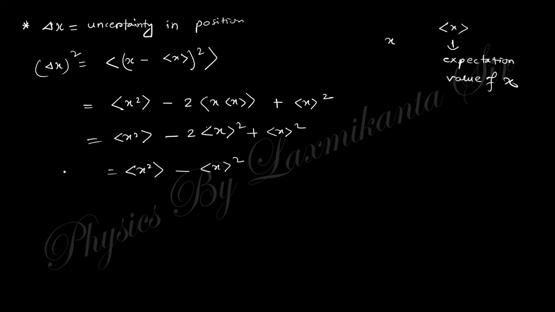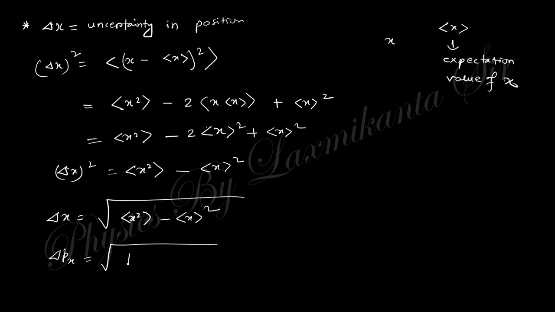Okay, so this is the delta x square. The uncertainty of x will be nothing but the expectation of x square minus the square of the expectation of x. Similarly, delta px is nothing but the expectation of px square minus the square of the expectation of px. In this process you can find out the uncertainty principle. You can rearrange this uncertainty principle.